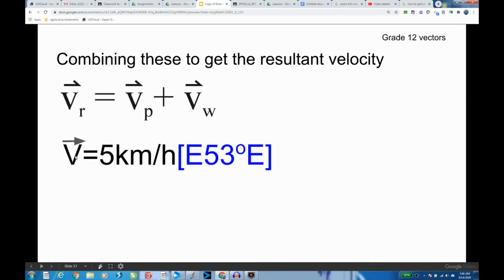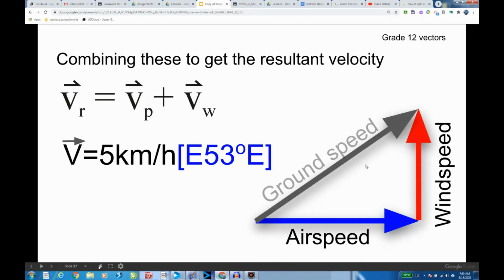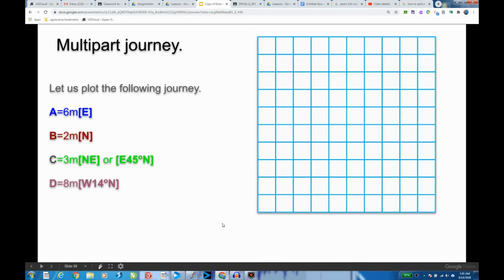And there's your final answer in its glory. You put the vector together, you're good to go. I only want to see this demonstrated once. You may have heard of these terms before. The plane has its airspeed, the wind speed, and there's the ground speed. What's the true velocity of the plane? Well, since we're on the ground looking at it, we see the ground speed.